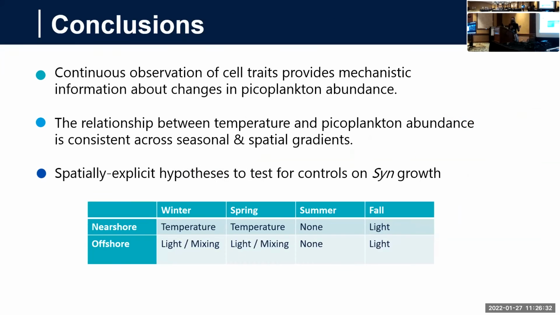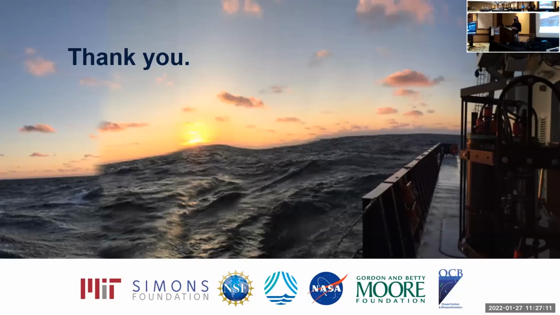So I'll end with my conclusions here, that our continuous observations of cell traits are providing mechanistic information about changes in picoplankton abundance. The relationship between temperature and picoplankton abundance is consistent across seasonal and spatial gradients, and it's consistent from MVCO to offshore. And I have a new spatially explicit hypothesis to continue exploring for the controls on Syn growth, mainly being that though they're temperature limited at MVCO in the winter and spring, they might be more light or mixing limited in the winter and spring offshore, and then they're only able to attain their maximum growth rates in the summer. With that, thank you all for listening, and thanks to our funders.